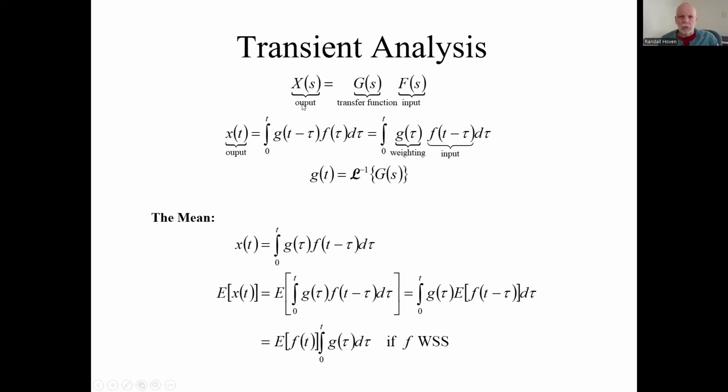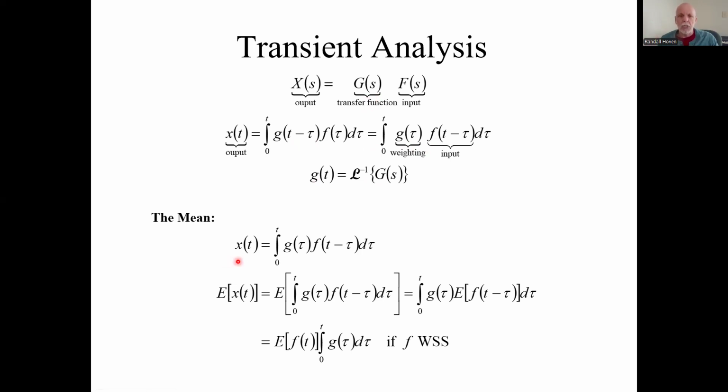Back when we talked linear systems, we had this basic relationship. In the Laplace domain, the output was the product of the transfer function and the Laplace transform of the input. And from what we know about Laplace transforms, that means in the time domain, the output is the convolution of the weighting function and the input. Convolution is commutative, so either one of these works. This g was the weighting function, which is the inverse Laplace transform of the transfer function.